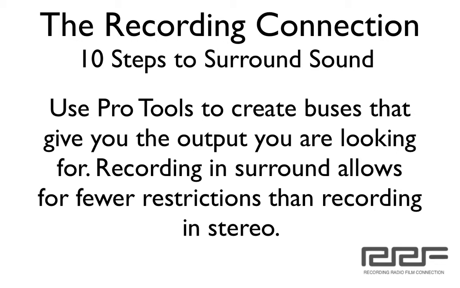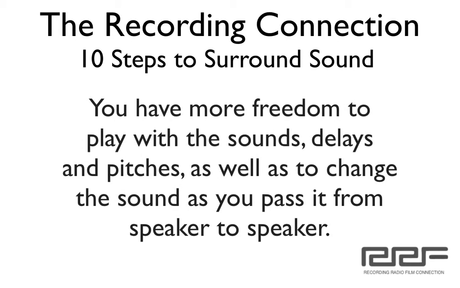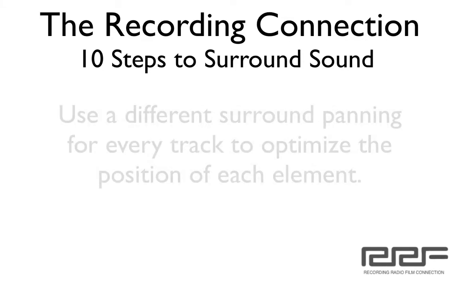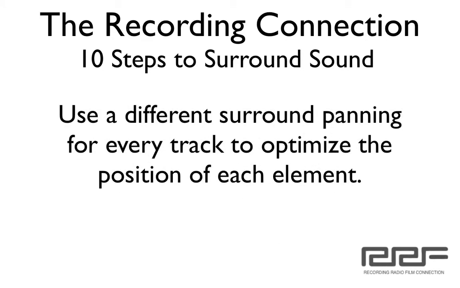Recording in surround sound allows you to have fewer restrictions than recording in stereo, so you have way more freedom to play with these sounds, delays, and effects, as well as to change the sounds as you pass them from speaker to speaker using panning. So step number 9, use a different surround panning for each track to optimize the position for each element.